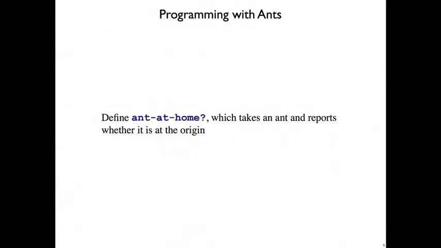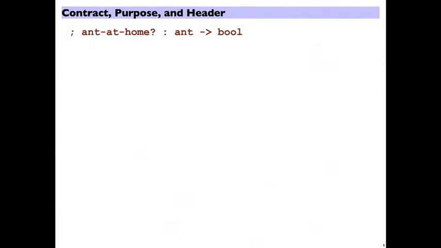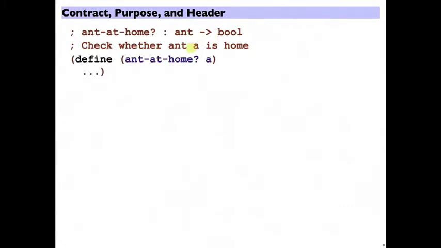So with that data analysis done, we've decided how to represent ants for all of our various ant programs. We can consider a specific function, such as ant-at-home. It's going to take an ant and tell us true if the ant is at the origin, false if not. So as our data analysis said, ant-at-home is going to take an ant, where an ant is make-ant, and it's going to return a Boolean, true or false. So it checks whether the ant A is home, and there's our header, ant-at-home A.